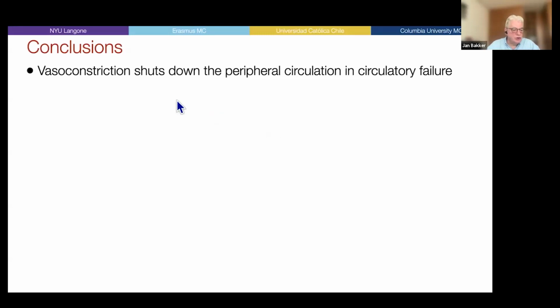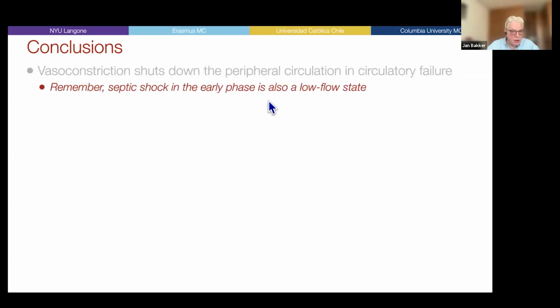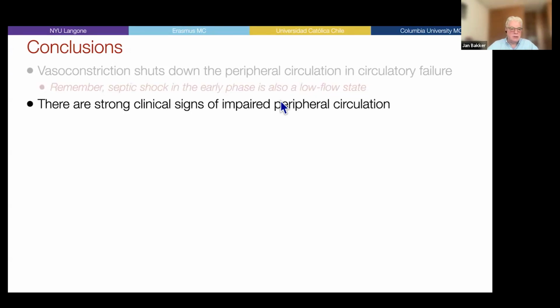So in conclusion, vasoconstriction shuts down the peripheral circulation in circulatory failure. Remember, septic shock in the early phase is also a low flow state, low cardiac output, not because of fluid loss, not because of hypovolemia, of course, unless the patient has vomiting and diarrhea, but in an acute sepsis episode, it's not loss of fluids, of volume, not hypovolemia, it's vasodilation in the venous area, increasing venous capacity.